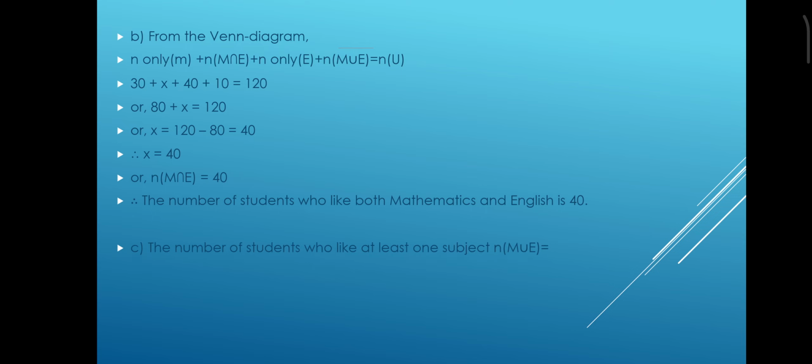Number C. The number of students who like at least one subject, n M union E, is equal to n only M, the number of students who like only math, plus n only E, the number of students who like only English, plus n M intersection E, the number of students who like both. We put the values: n only M 30, n only E 40, plus n M intersection E is equal to 40, which is equal to 110. The number of students who like at least one subject is equal to 110.